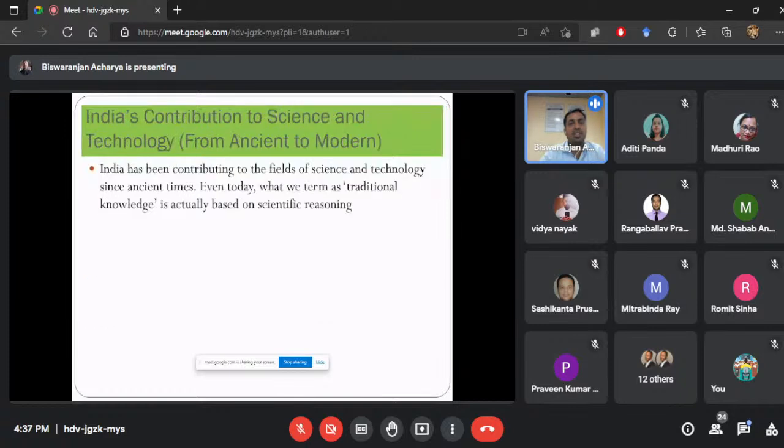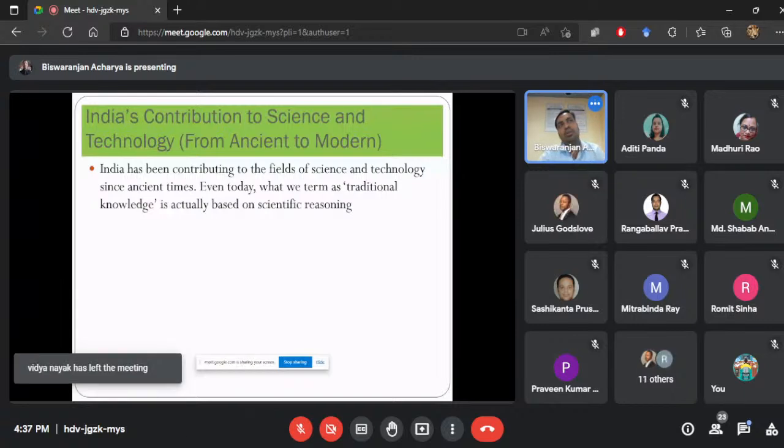India's contribution to science and technology, from ancient to modern. Still, some things Indians traditionally used were not filed for patent. So many things nowadays have patent rights in the hands of Western countries. Still, we have contributed many things to the world. India has been contributing in the field of science and technology since ancient times. Even today, what we can term traditional knowledge is actually based on scientific reasoning.